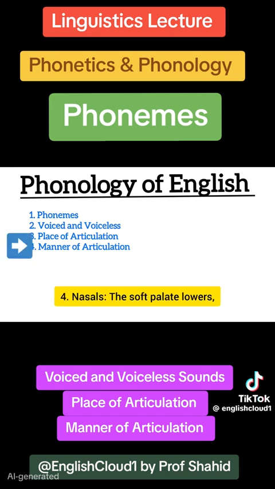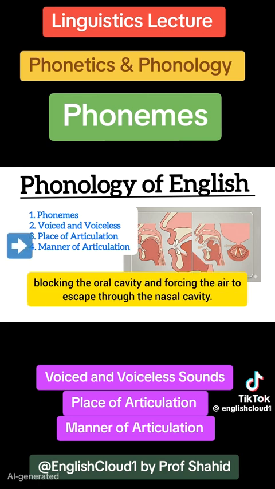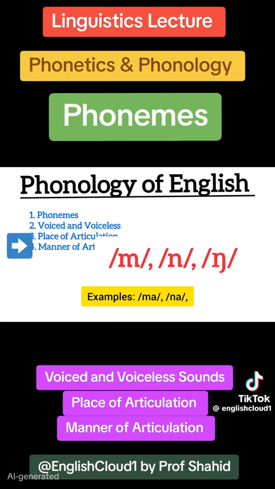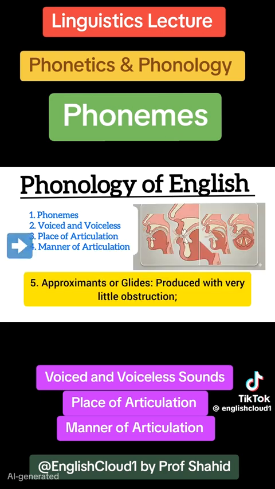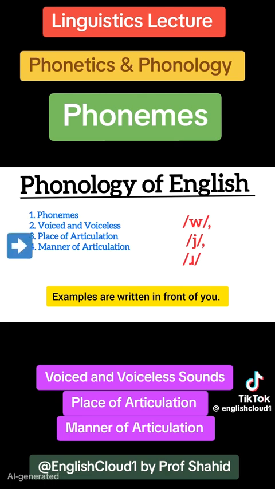4. Nasals, the soft palate lowers, blocking the oral cavity and forcing the air to escape through the nasal cavity. Examples: M, N. 5. Approximants or glides, produced with very little obstruction. The articulators come close but do not touch or create friction. Examples are written in front of you.